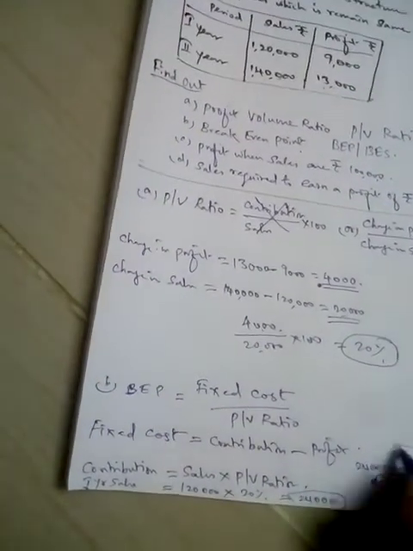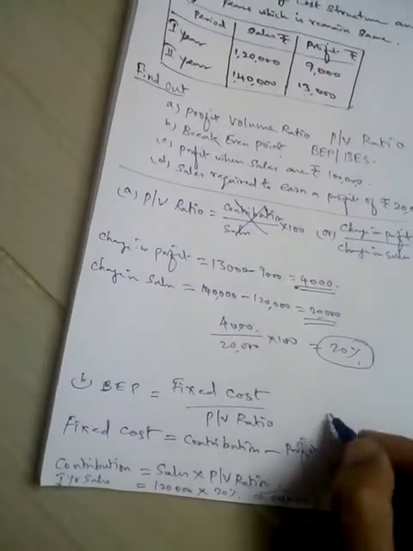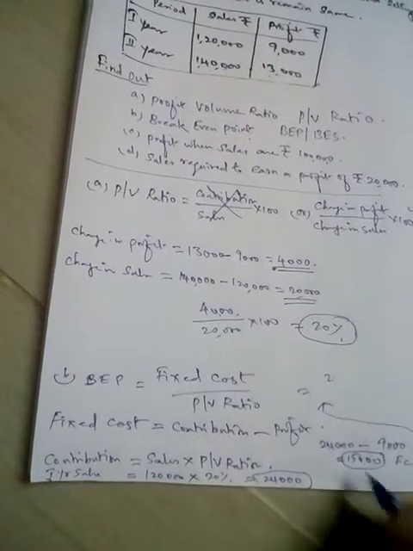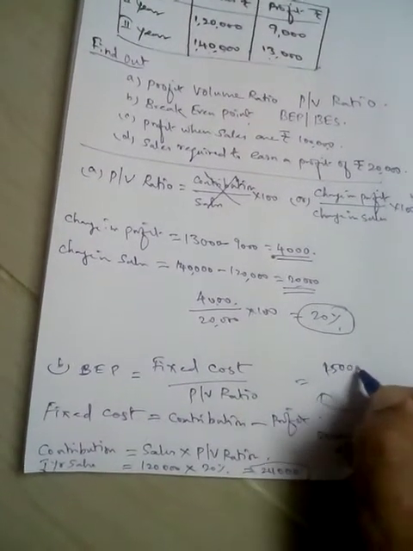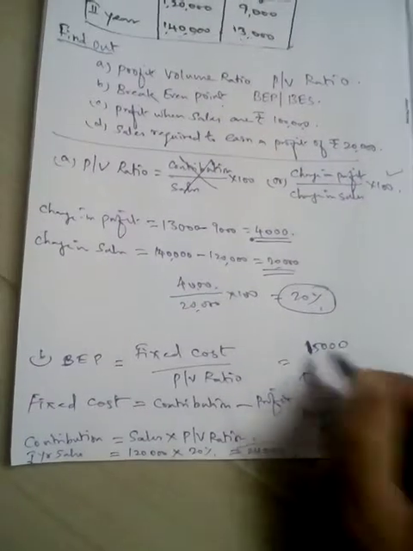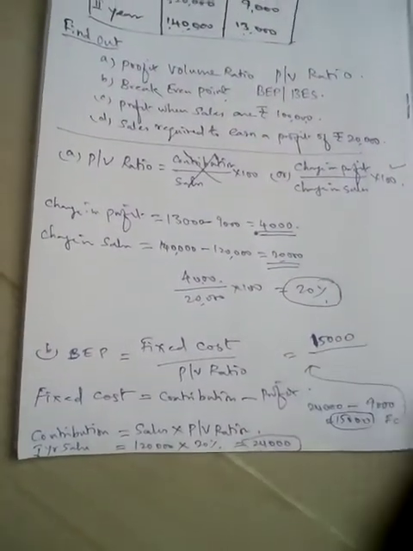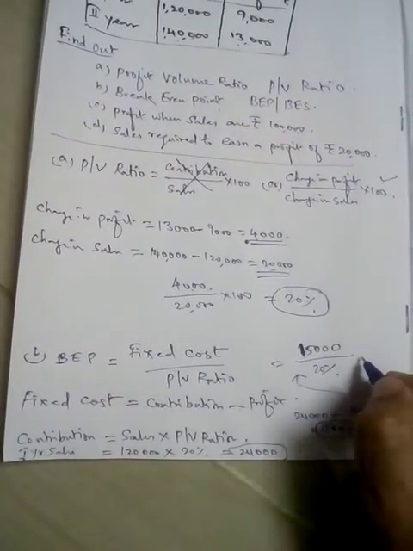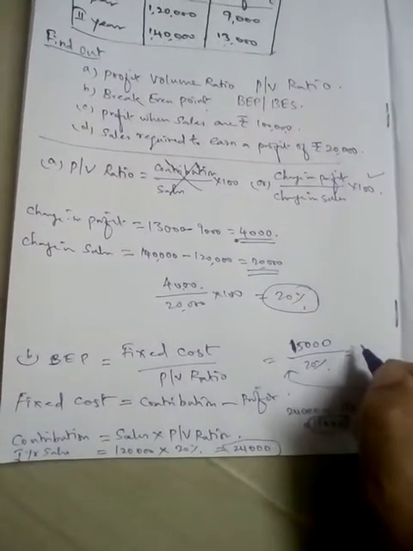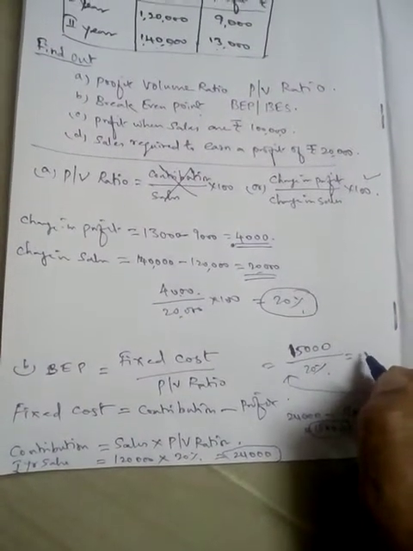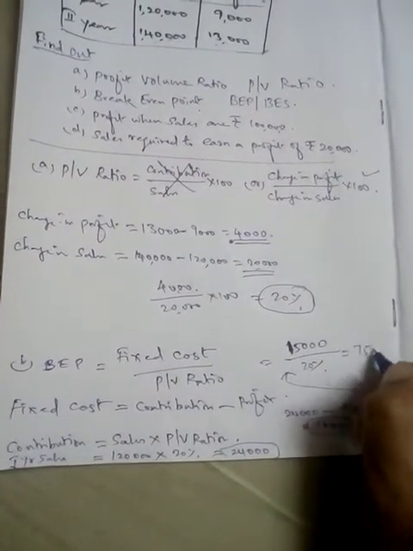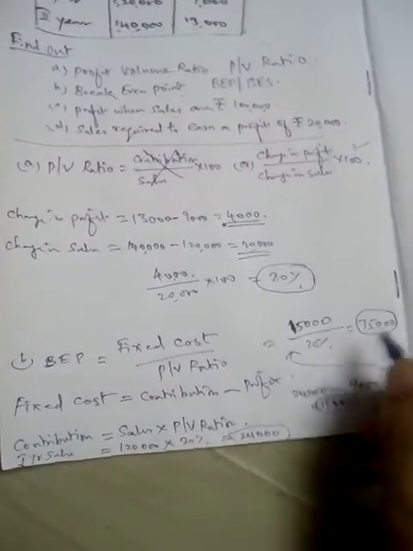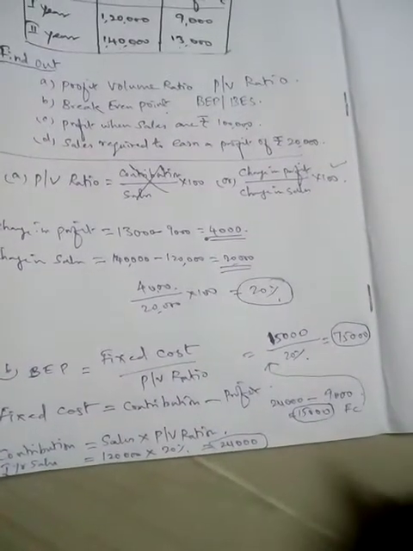Now use the formula: fixed cost 15,000 divided by PV ratio, here 20%. If you simplify this, you get 75,000. So the break even point is 75,000.